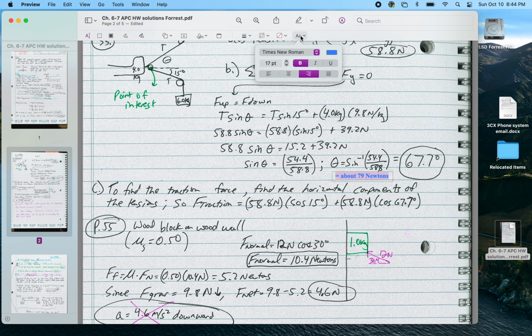Change that to black so you can actually read it. Ugh.